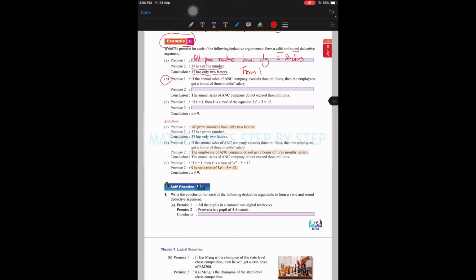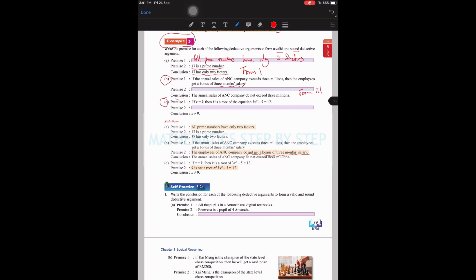Then part B, if the annual sales of A and C company exceeds 3 million, then the employees get a bonus of 3 months' salary. So let's look at the conclusion. The annual sales of A and C company do not exceed 3 million. So premise 2 will be the employees of A and C company do not get a bonus of 3 months' salary, okay? So this is in form 3.